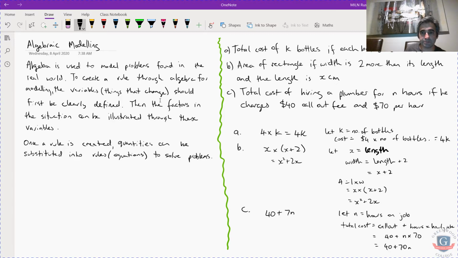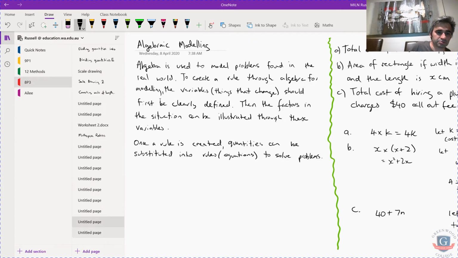Right, so part C. Total cost of hiring a plumber for n hours if he charges $40 call-out fee and $70 per hour. Well, the unknown is n. We've been given it, so let n equal hours on the job. The call-out's charged once and $70 for every hour that it works. So here's the call-out, and $70 times by every hour that they've worked, which gives us an equation of 40 plus 70n. Page 1 done. Let's go to the next page.